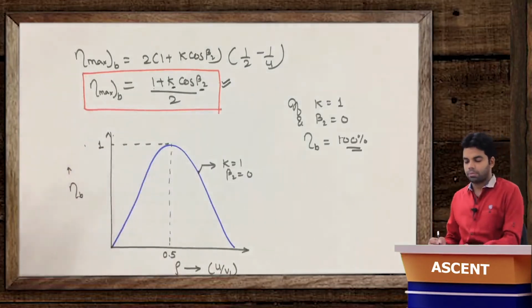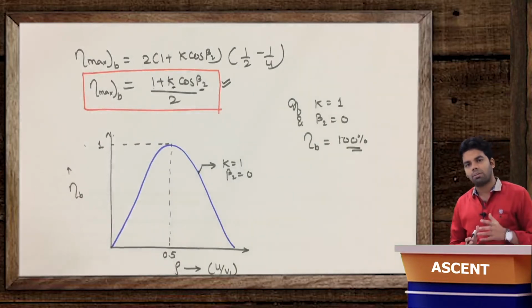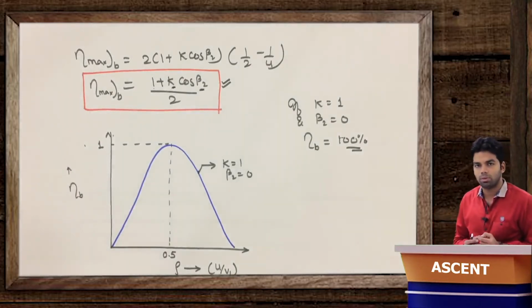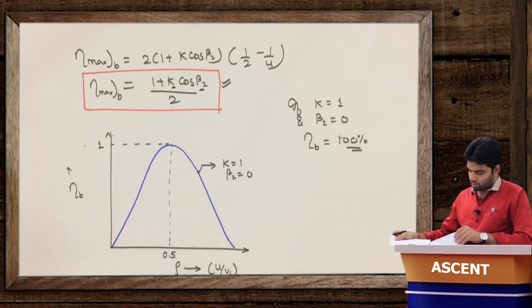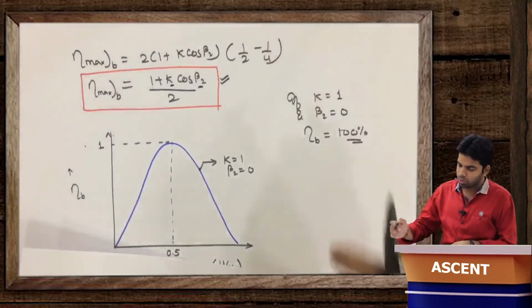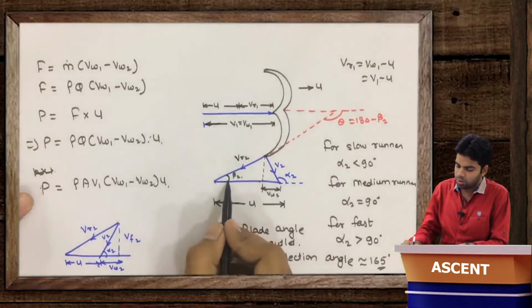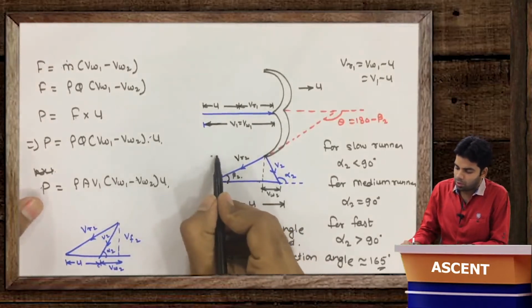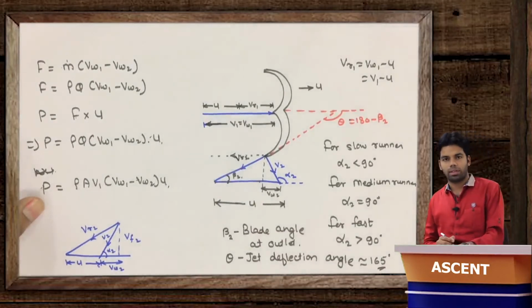Getting this? Okay, but is it possible practically to have the value of beta 2 as 0? Let us see. As I told you, the value of beta 2 is equal to 0. What does this mean? Beta 2 is equal to 0. That means this outlet jet will be in this direction, in the horizontal direction.